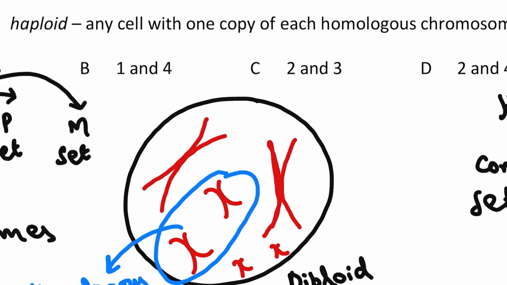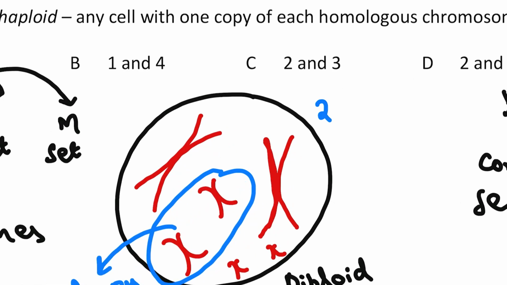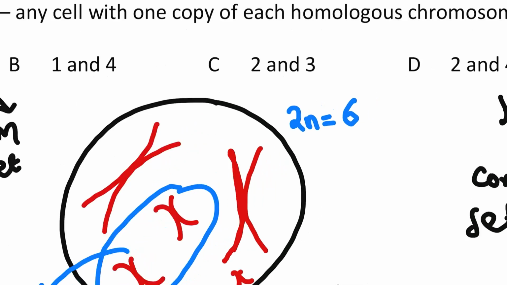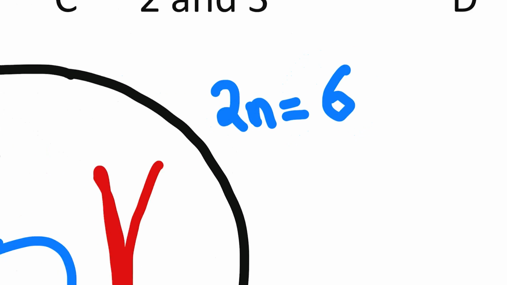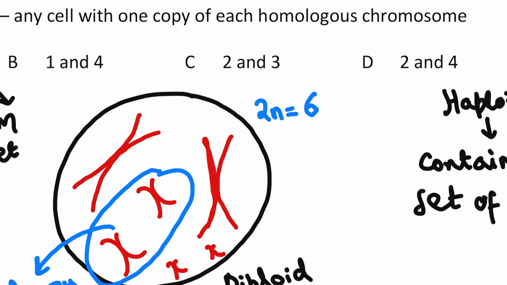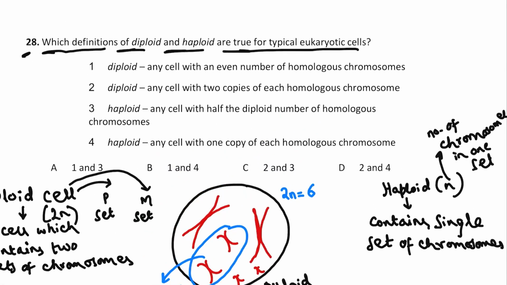So if we talk about this diploid cell, it will be 2n obviously. And what is the diploid number over here? There are total 6 chromosomes. So we can say 2n is equal to 6. This is a diploid cell which contains 6 chromosomes. If we talk about chromosomes in one set, the chromosomes in one set will be 3 and chromosomes in two sets will be 6, right? This is the feature of a diploid cell.